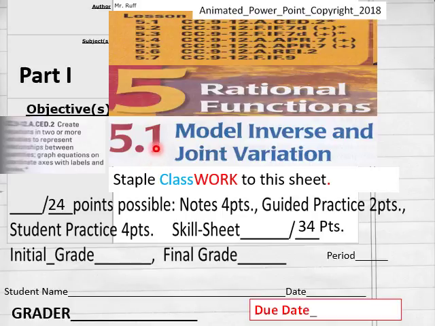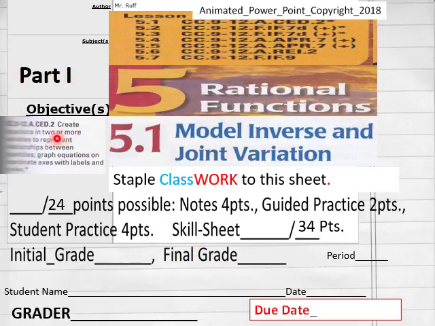5.1. This is our 5.1 model inverse and joint variation. And we have a classwork sheet of 34 points and then 24 points of note taking. And this is part 1.